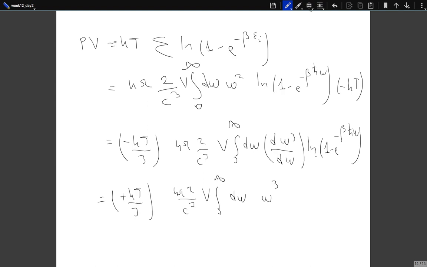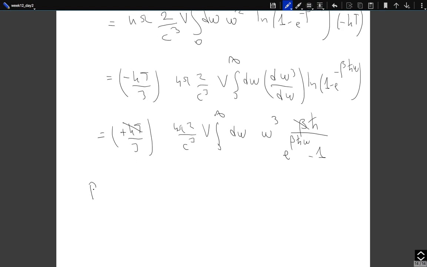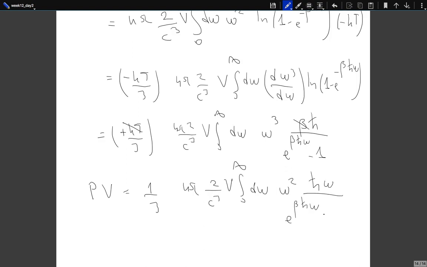Now the derivative of this one with respect to omega would just bring beta h bar divided by e to power beta h bar omega minus 1. Well, you see this kT cancels this beta. So PV is equal to 1/3 4 pi times 2 over c cubed times V, integral from 0 to infinity d omega, omega squared h bar omega divided by e to power beta h bar omega minus 1.